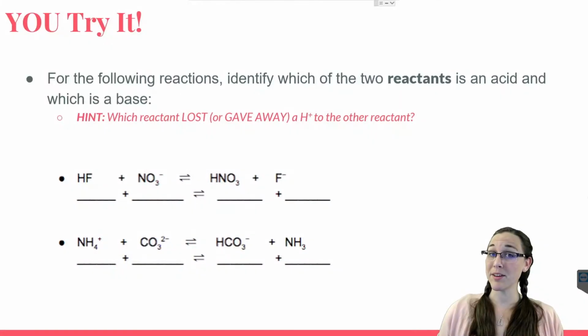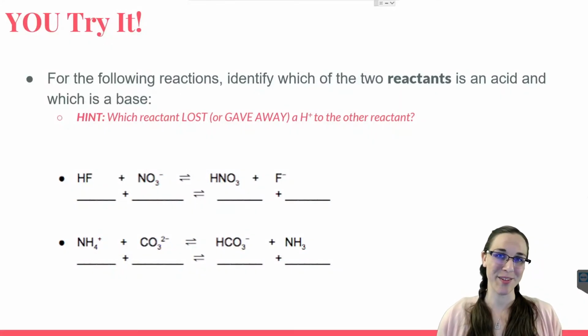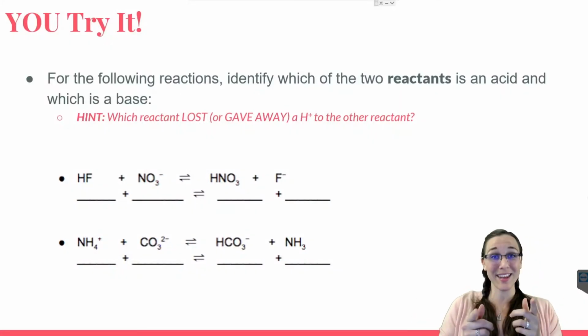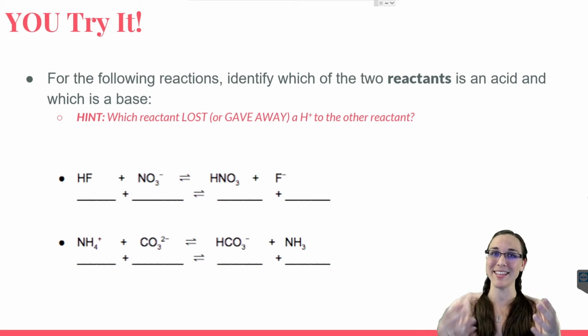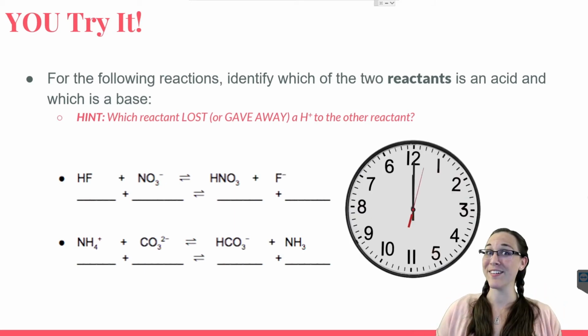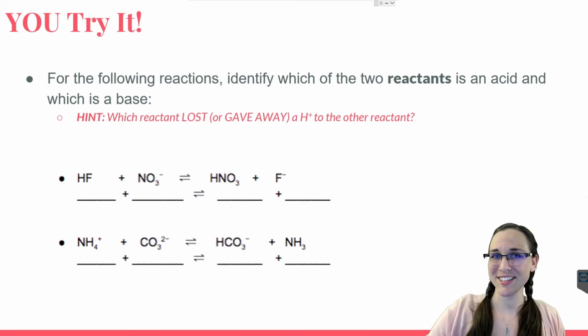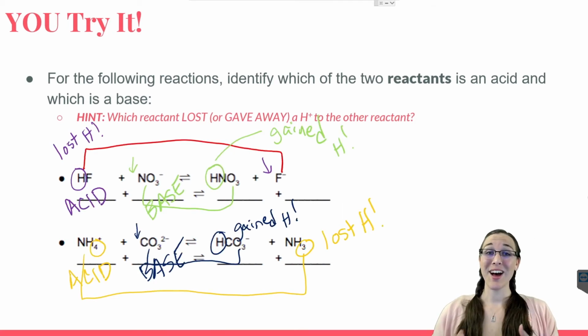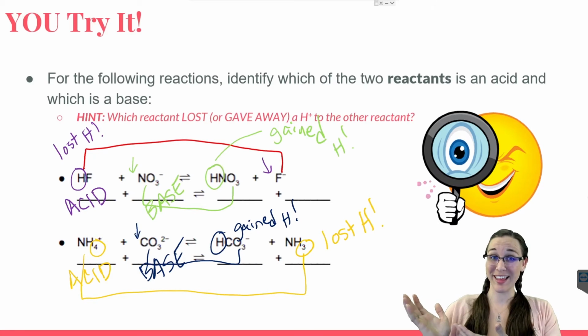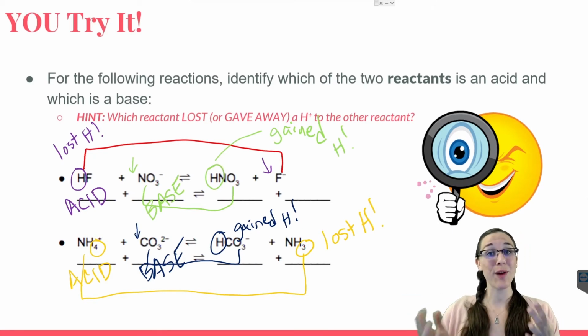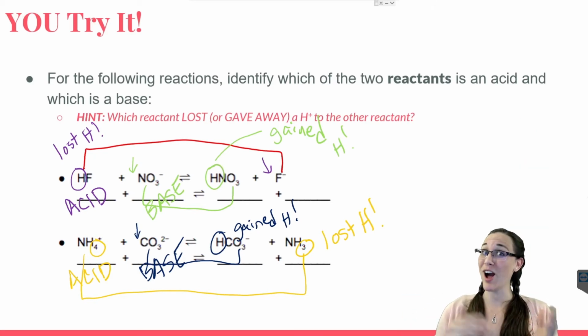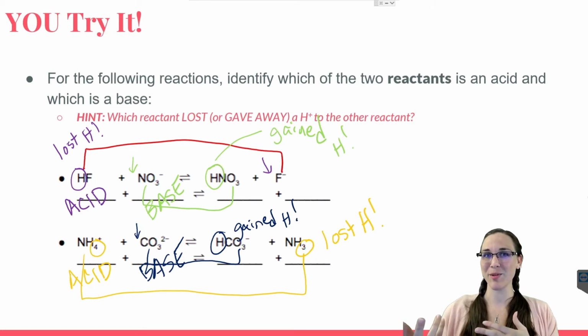Now that you've seen me do it, go ahead and give this one a try yourself. Pause the video here and see if you can identify acid and base on the reactant side. Go! All right, let's check your answers, see if you got it right. Hopefully you got these as your final answer and were able to track where the H's were going, if they were lost or gained, according to each chemical to determine if it was an acid or base, respectively.